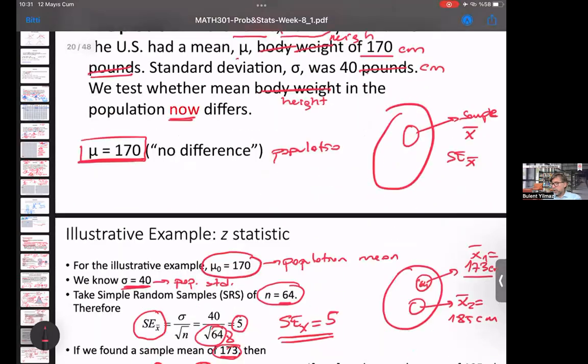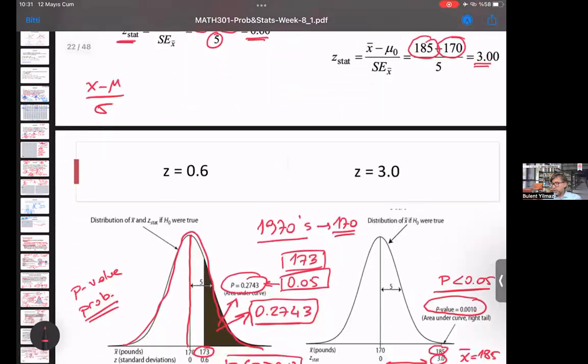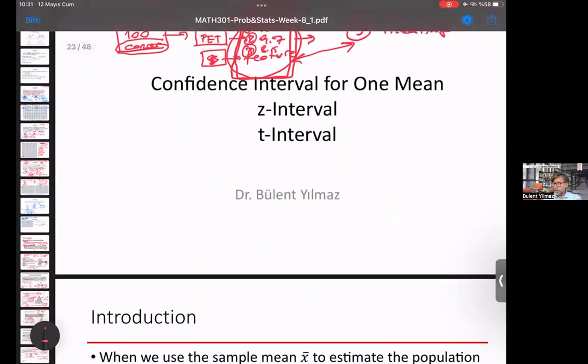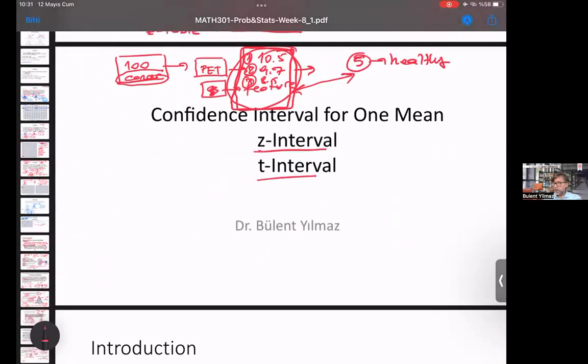Okay, now I want to go into a different topic, which is called Z interval and T interval, and I'm trying to introduce a new topic called confidence.